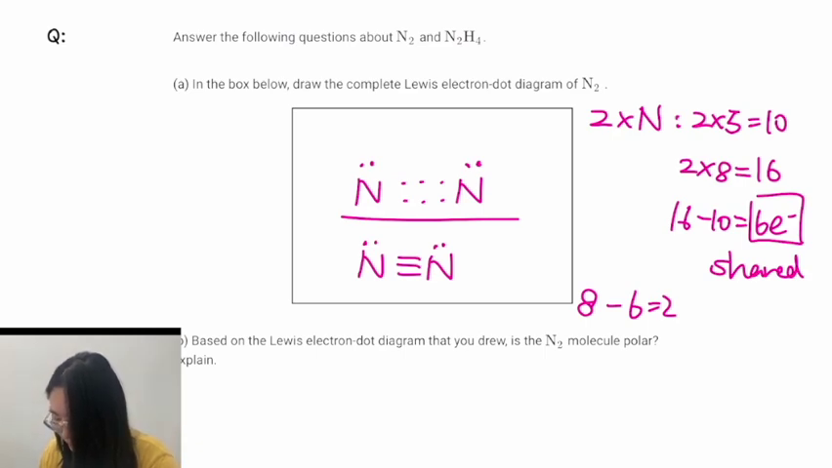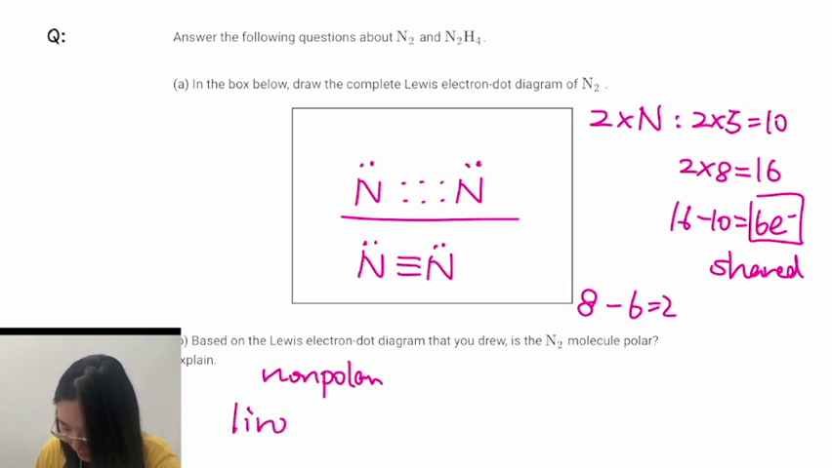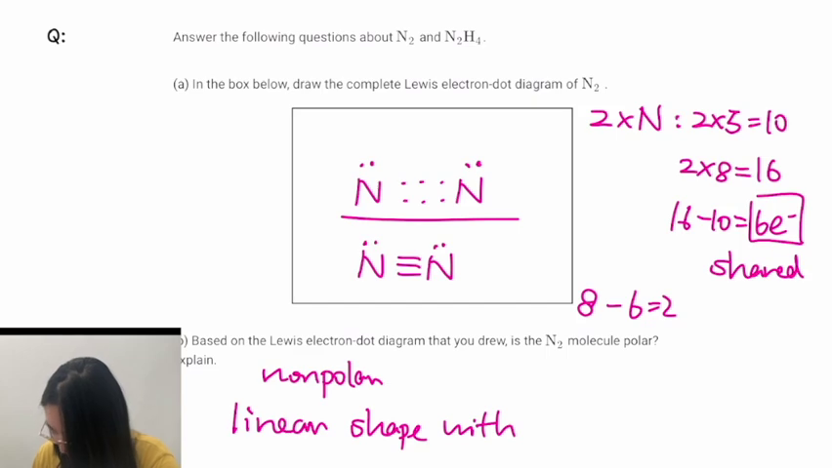B, based on the Lewis electron dot diagram that you drew, is the nitrogen molecule polar? No, it is nonpolar. Explain: because it is a linear shape with nonpolar covalent bonds, and it is perfectly symmetric.